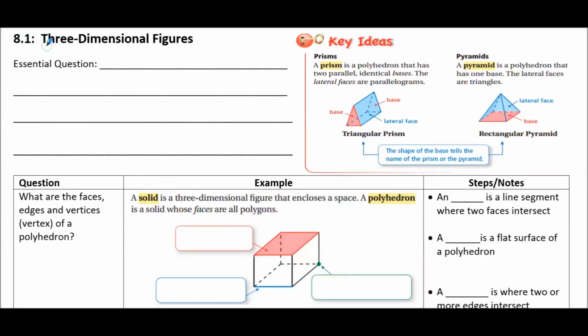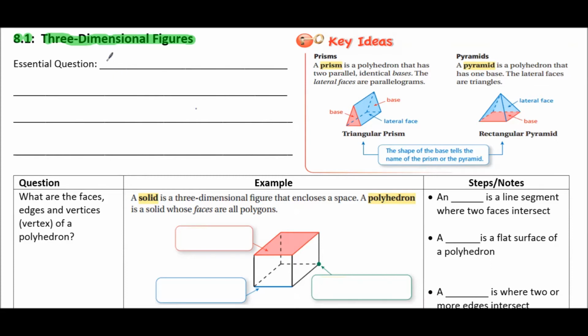Here we go into Chapter 8, Section 1, Three-Dimensional Figures. This is pretty cool. We're getting into geometry now, which is the study of shapes and two-dimensional, three-dimensional space, and things that you can actually see for the most part.